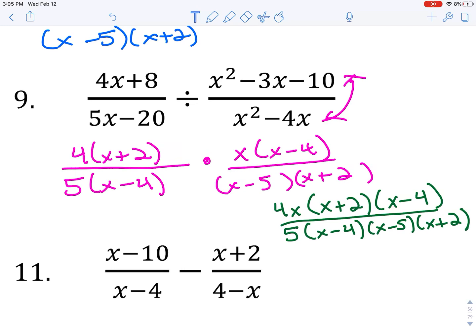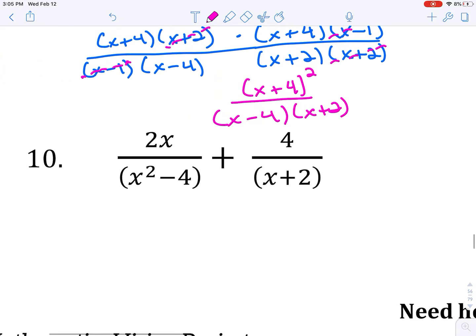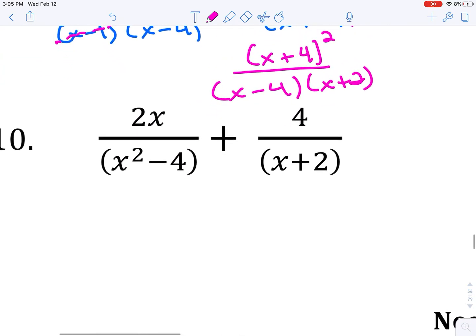Now you can see that some things are going to cancel and go away. So we're going to have this going away with this, and this, and this, leaving me with what? That would leave me with 4x over 5 times x minus 5. I could also rewrite this as 5x minus 25, but either way. Okay, 2 more.